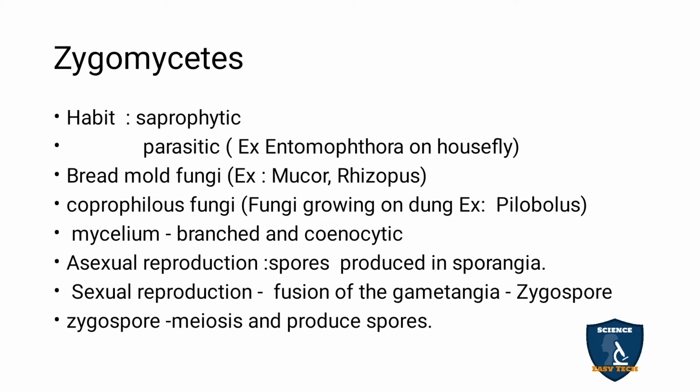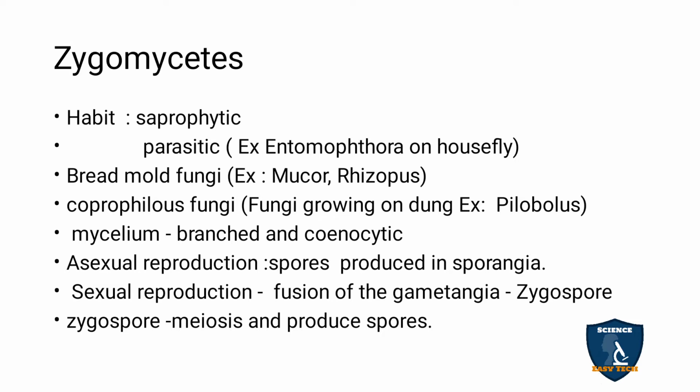Mycelium is branched and cenocytic. So the mycelium here is branched, and cenocytic means there are no cross walls in the mycelium. When you take the cross section, you can see that without cross walls the nucleus is dispersed, scattered.